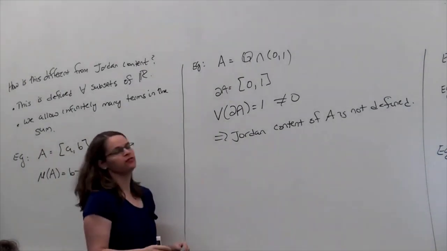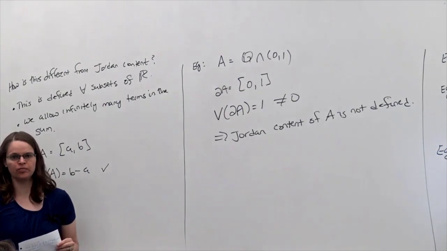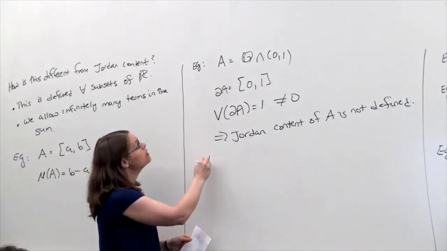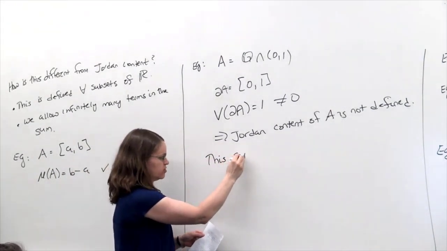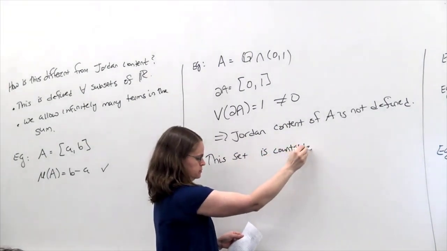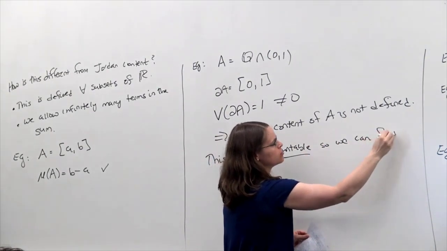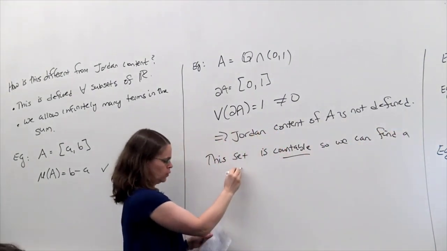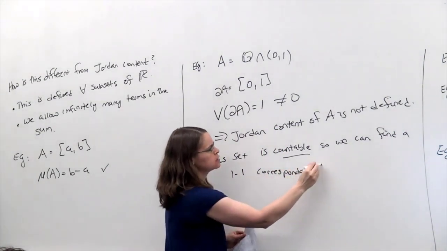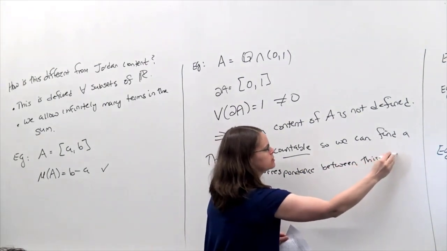One thing we do know about this set is it's countable, right? I can put it in one-to-one correspondence with the counting numbers. This is going to be important. So this set is countable, so we can find a one-to-one correspondence between this set and the natural numbers.